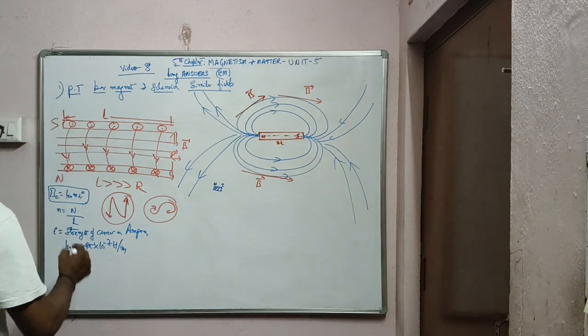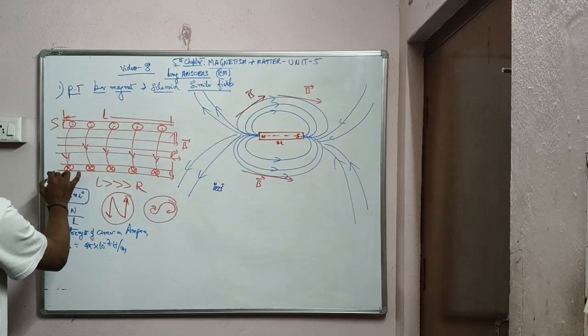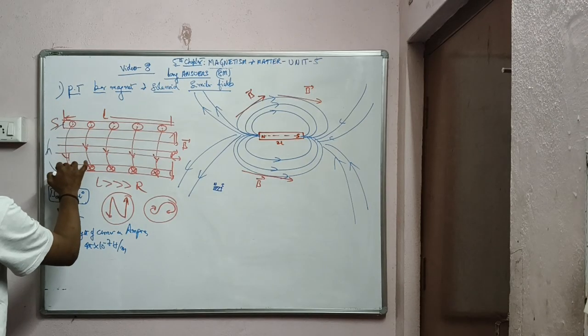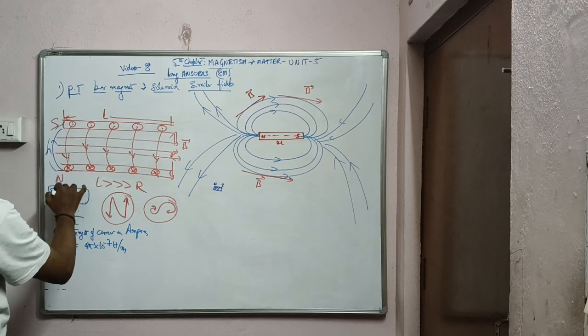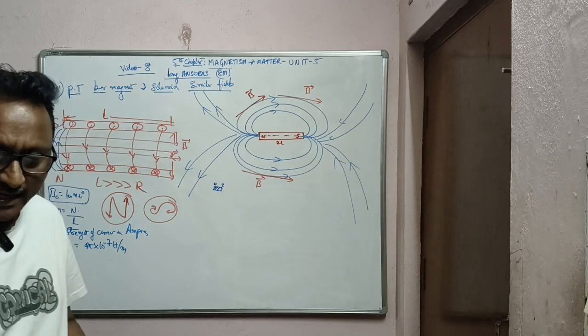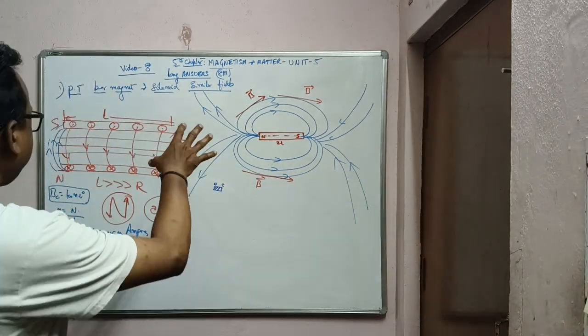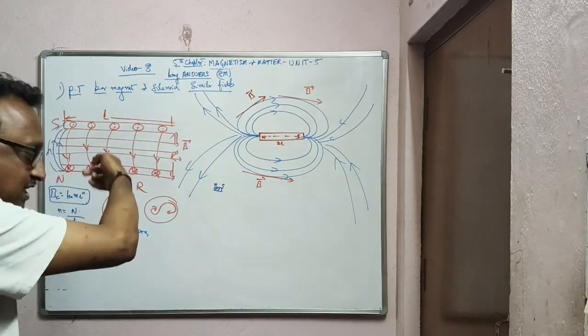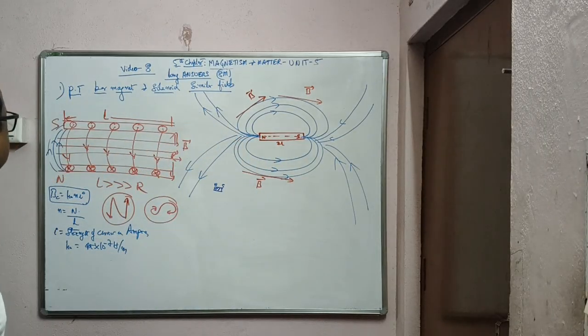So suppose you take this one, north to south, as the magnetic lines. If you take this one as the north pole, that is the south pole, north to south. These are the field lines. Same as in the bar magnet, the lines always start from north and end with south.